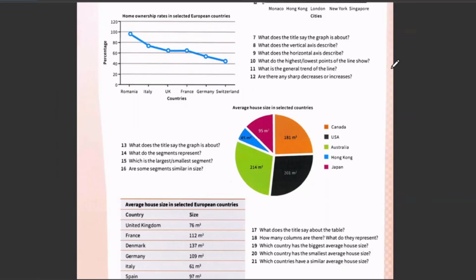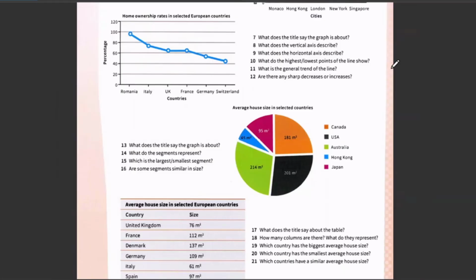So overall in the line graph there is no sharp decrease or increase except Romania. From Italy there is a similar kind of percentage rate, but overall from Romania to Switzerland there was a sharp decrease. Very good. Okay.